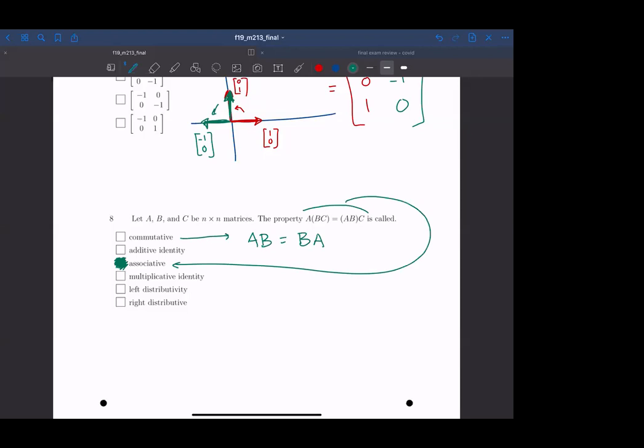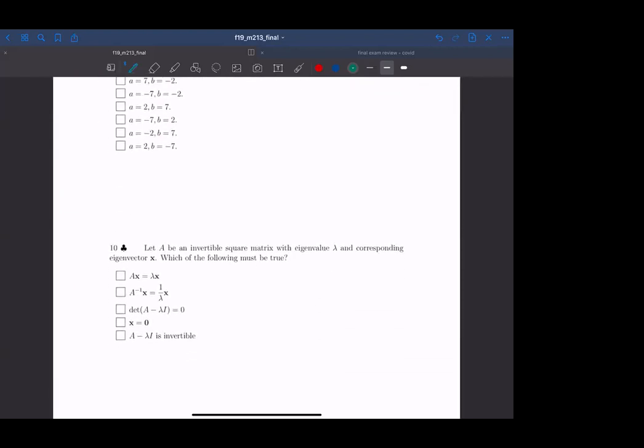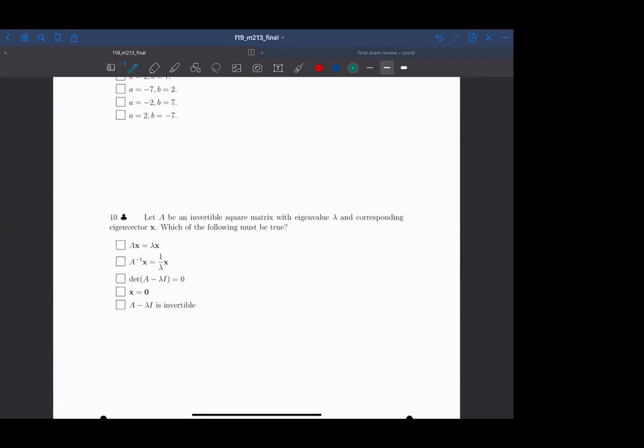No, let's try and bang out one more question, okay? Let's see. Let me pick the best question. Yeah, let's do this one. Let's do number 10. I like this question better, okay?